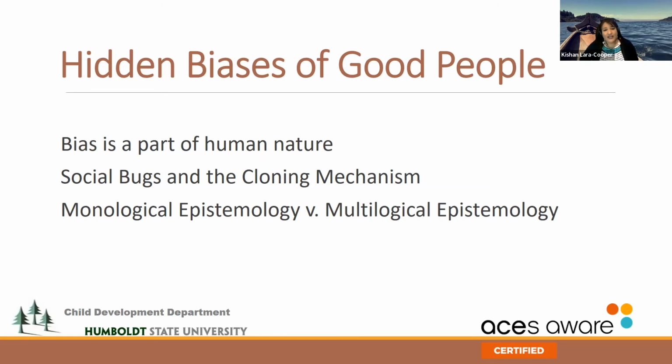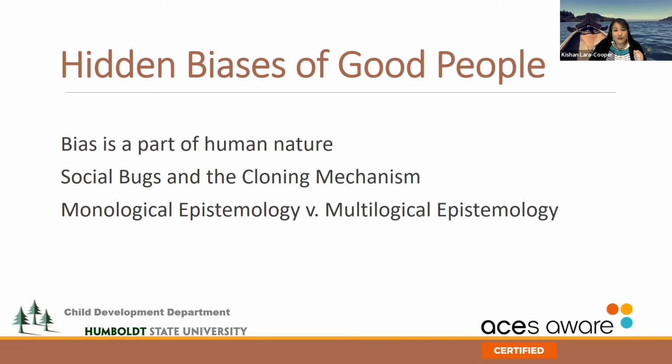So not knowing about a person is okay. Being vulnerable and talking to that person about their needs is okay. Sometimes as a professional, we don't need to have the answers to everything, including all of the information about this particular person. The other thing we'll also talk about here is the monological epistemology versus multilogical.